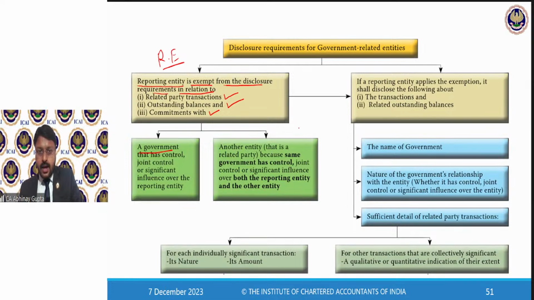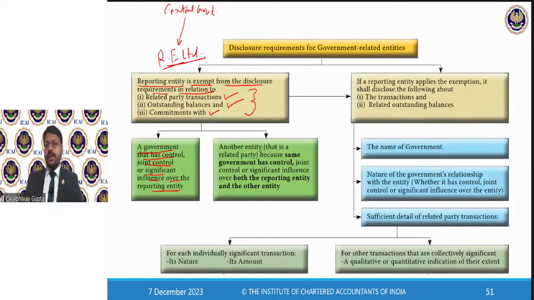So there are exemptions from these three items if government has a control or joint control or significant influence over the reporting entity. So suppose the reporting entity is say RE Limited, reporting entity limited, and here is a central government. Now this central government is holding control. So central government holds control in any of the companies. Yes, there are a lot of public sector enterprises which are being controlled by the central government.